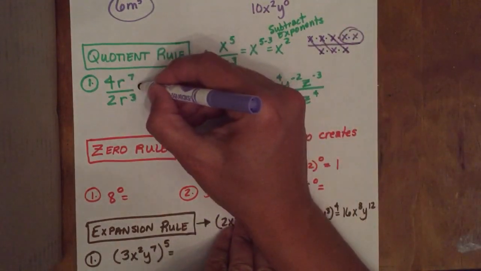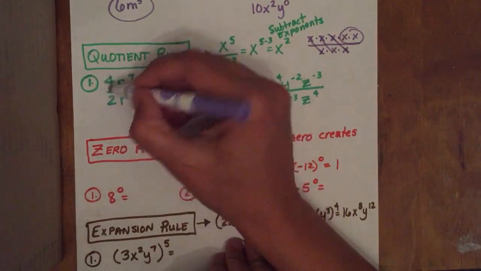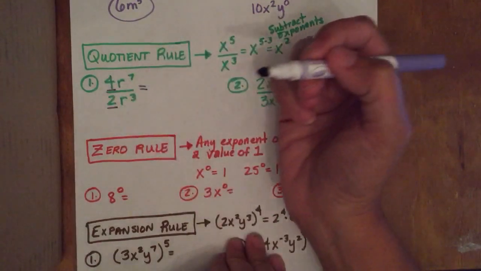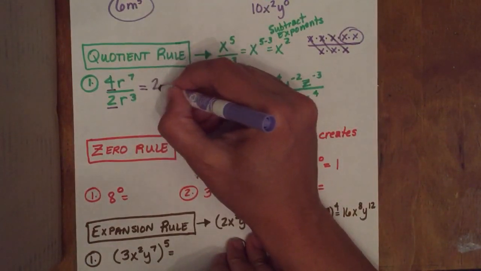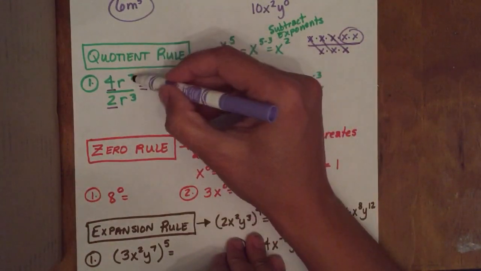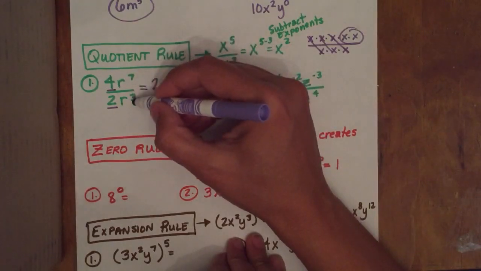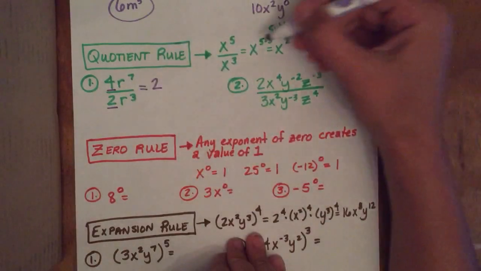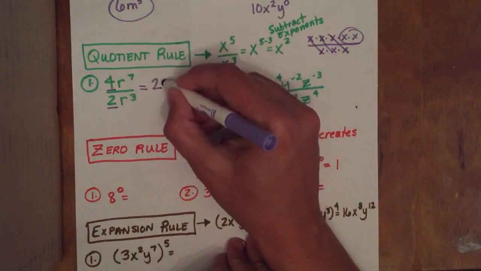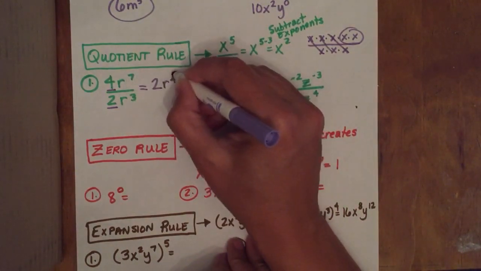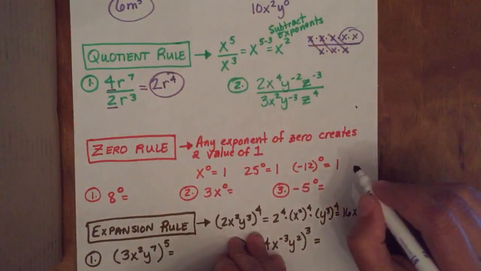So let's look at this. Once again, the constants, you do the constant operation. So I've got 4 divided by 2. That gives me 2. And then I have r to the 7th over r to the 3rd. Again, it's subtraction because this is a quotient. So 7 minus 3 is 4. So this completely simplified would be 2r to the 4th.